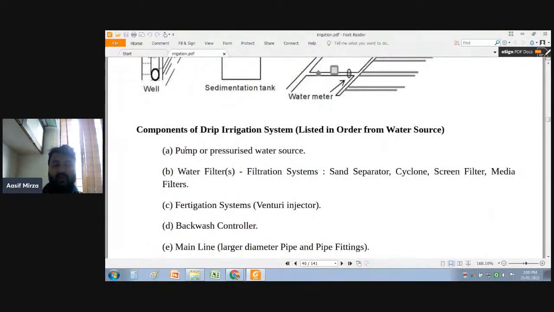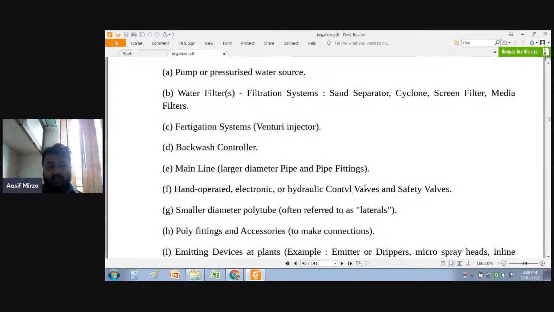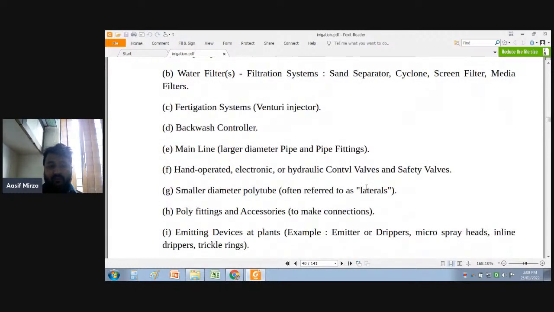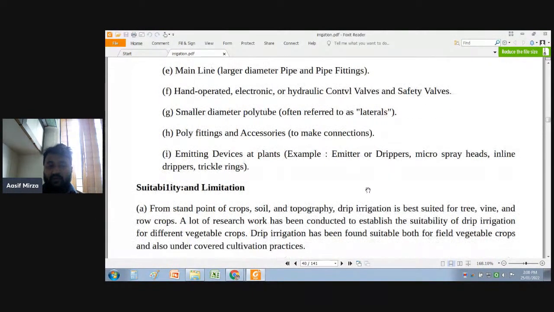Now, what are the components? The pump or the pressurized water source, and a water filter are required, in which the filtration system, sand separator, cyclone, screen filter, and media filters are all adopted or used. Then the fertigation system, backwash controller, main line, hand operated, electric or hydraulic control valves and safety valves, small diameter polytube, poly fittings and accessories, and emitting devices at plants are used in drip irrigation.